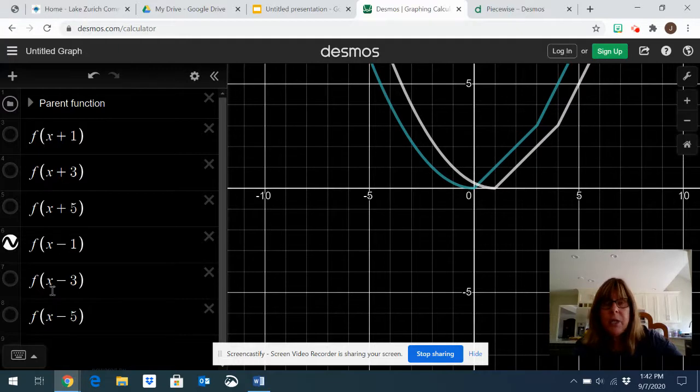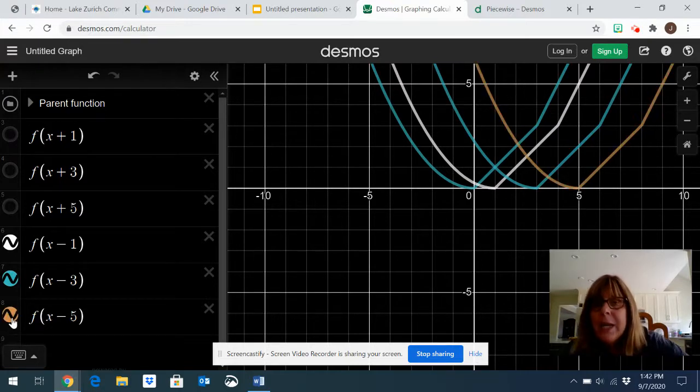How about when I changed the input to x minus 3? Think about it. Did you get that it moved to the right 3? 1, 2, 3. And how about the last one, x minus 5? Did you get it moved right 5? If you did, you're right on track.